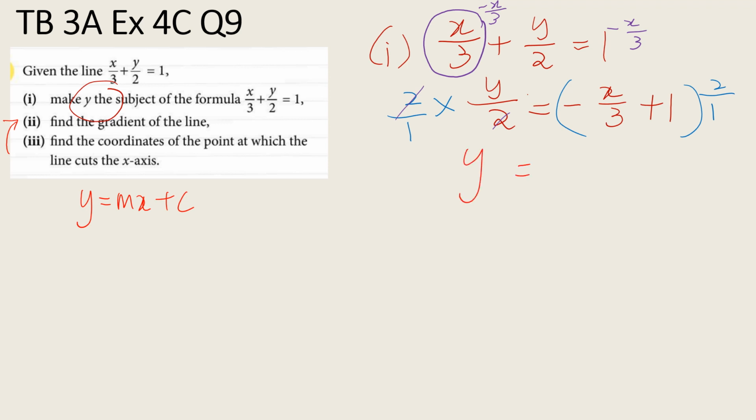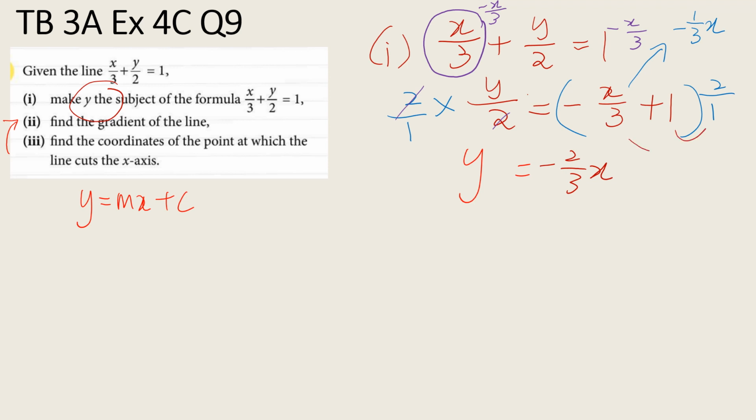Then negative x over 3. Now negative x over 3 is simply negative 1/3 times x. Right, so it's simply negative 1/3 times x. So negative 1/3 times 2 will give you negative 2/3.